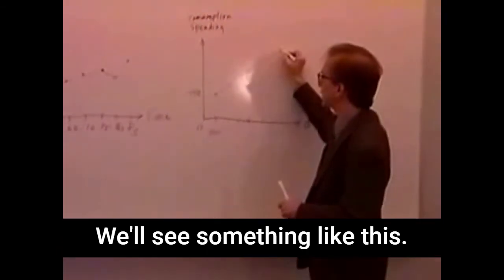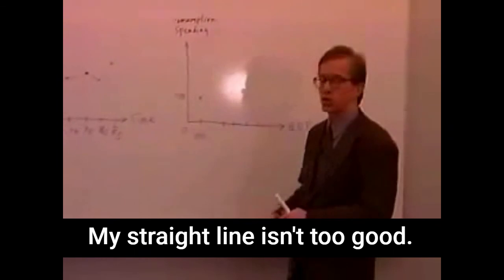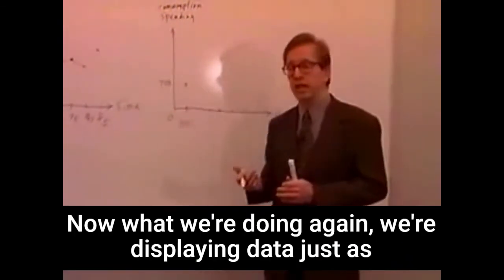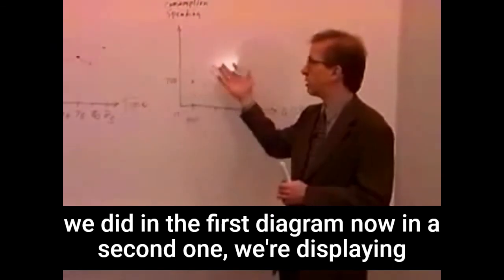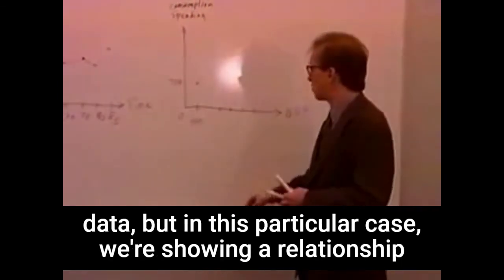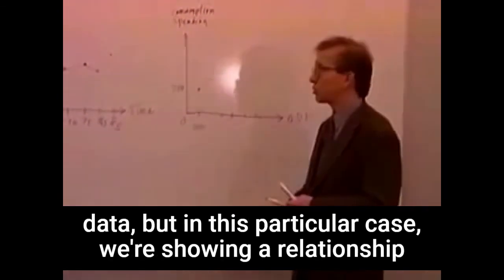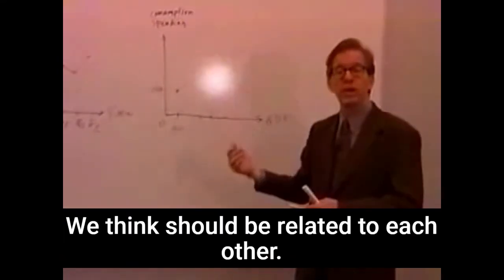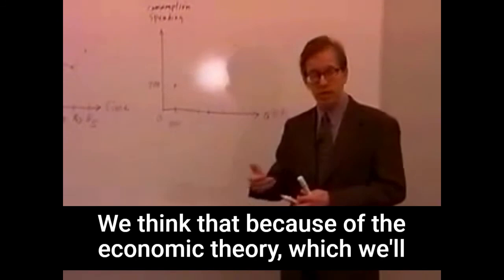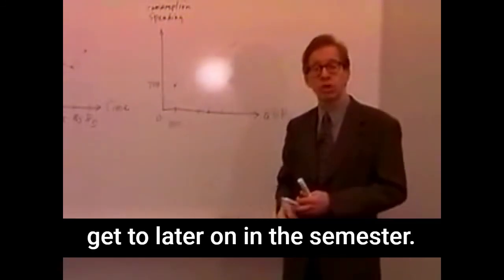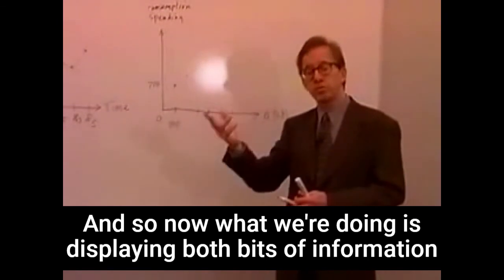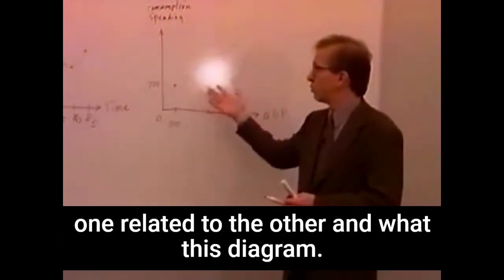We see something like this. My straight line isn't too good, but you get the idea. Now what we're doing, again, we're displaying data, just as we did in the first diagram. In the second one, we're displaying data, but in this case, we're showing a relationship between variables. These variables we think should be related to each other, because of the economic theory, which we'll get to later on in the semester. So now we're displaying both bits of information, one related to the other.